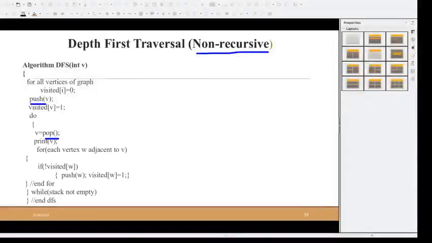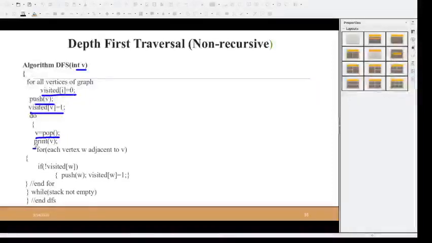So here if you see, first of all, the same routine I am going to follow. I will mark each and every vertex of the visited array as 0 initially. I will push vertex V, which I have accepted from the user, okay? And I will mark the vertex in the visited array, that is visited of V is equal to 1. Then I will perform the iterative routine, as we already stated, where I will remove the element from the stack top.